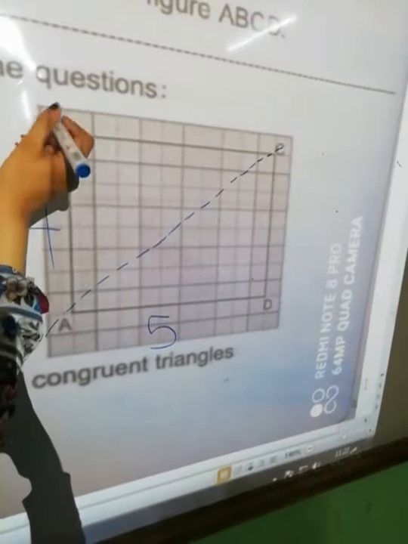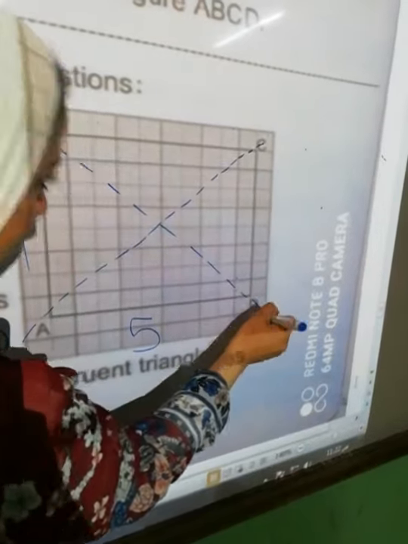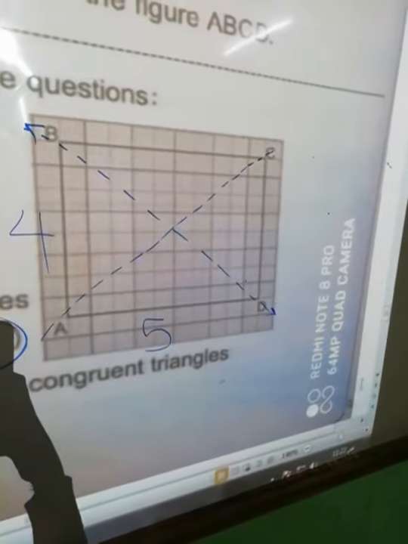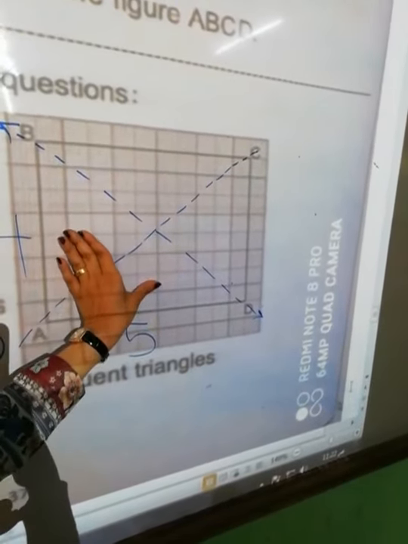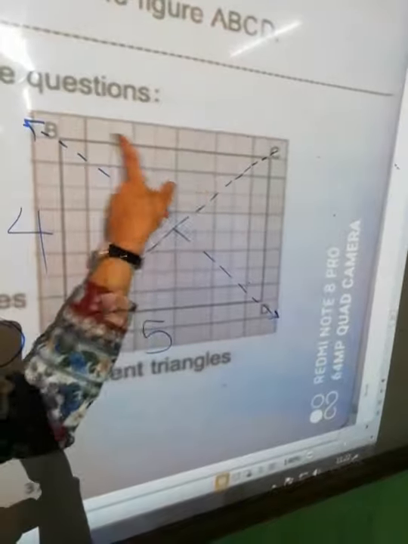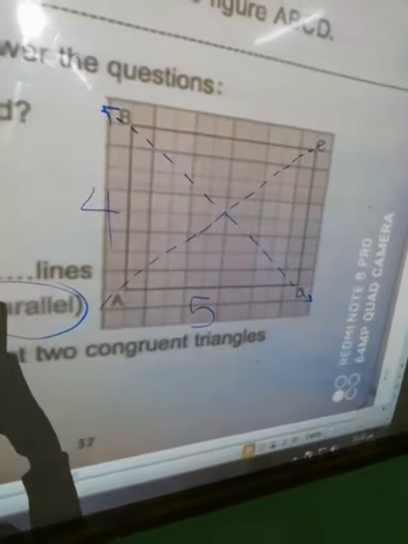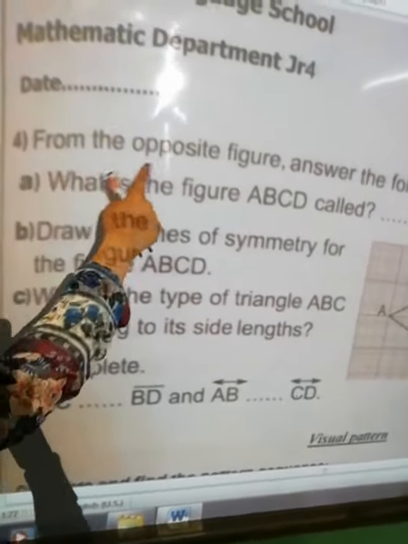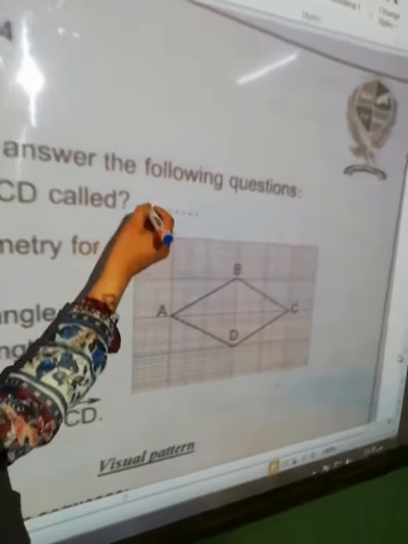Draw the next or second line. We will get this triangle. It's congruent to this triangle. This triangle, it's congruent to this triangle, okay? The last one, look. From the opposite figure, answer the following questions. What is the figure ABCD called? ABCD, it's called, yes, rhombus.